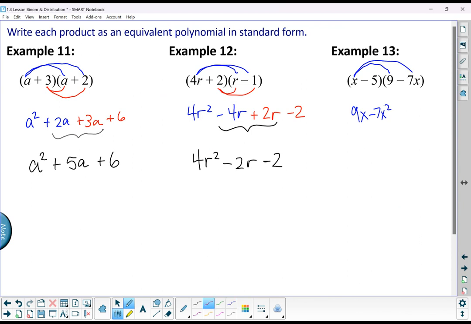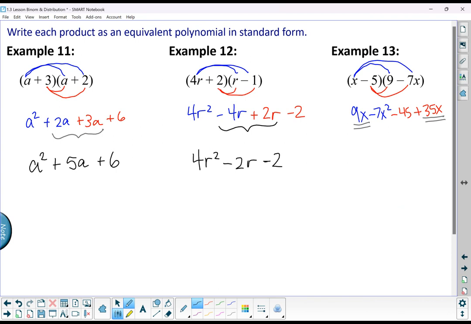Now I need to distribute the negative 5. Negative 5 times 9 is negative 45. Negative 5 times negative 7x is positive 35x. Now, in this case, the middle terms don't combine. The terms that can combine are these two on the outsides. That's okay. You just want to look for the ones that have the same variable with the same power.